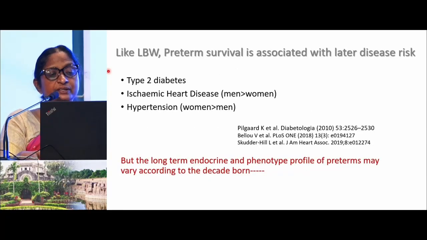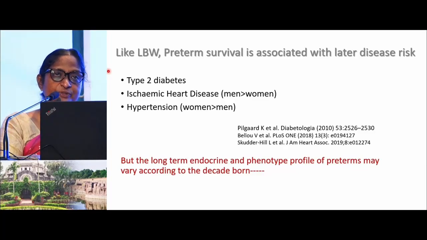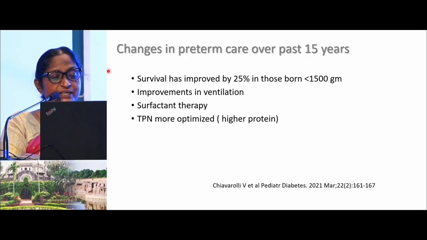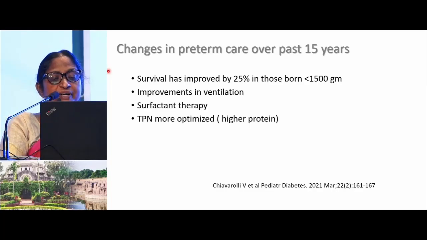Like low birth weight, preterm survival is also associated with later risk of type 2 diabetes, ischemic heart disease, and hypertension. But have things changed? We know that over the last 2 decades there has been so much improvement in the management of prematurity, and probably the long-term endocrine and phenotypic profile may vary according to the decade they were born in. Because recent data have shown that survival has improved, there are improvements in ventilation, surfactant therapy, and TPN is more optimized. We know that the protein content of the infant formula, the preterm formula, is also known to have associations with metabolic perturbations.